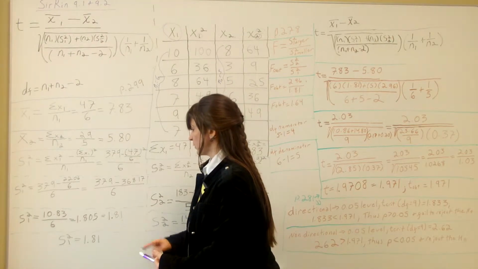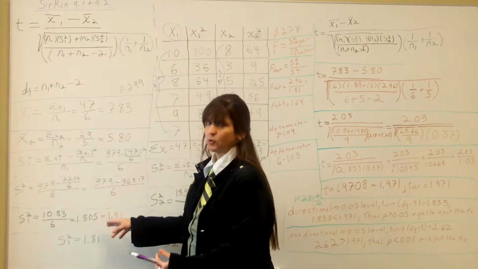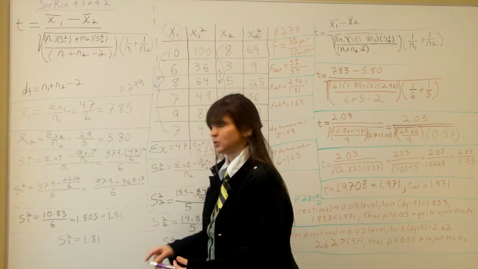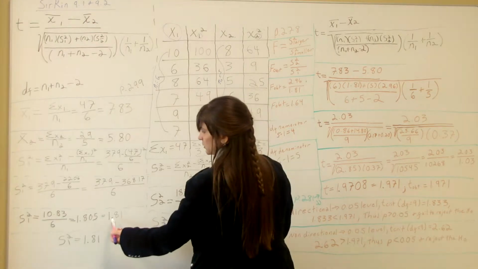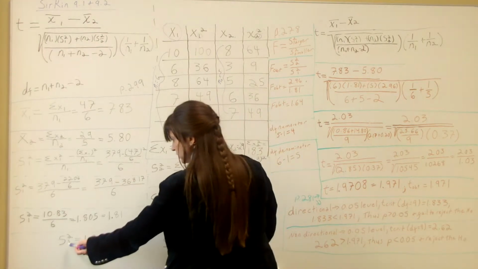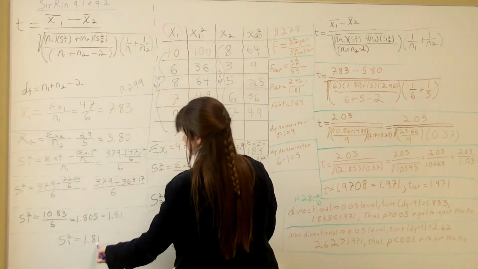And hopefully don't trip up with that, but if you do, they say, oh, they just have to go back to rounding camp to learn how to round numbers. So that would be equals 1.81. So the pooled variance for the first set of data is 1.81.